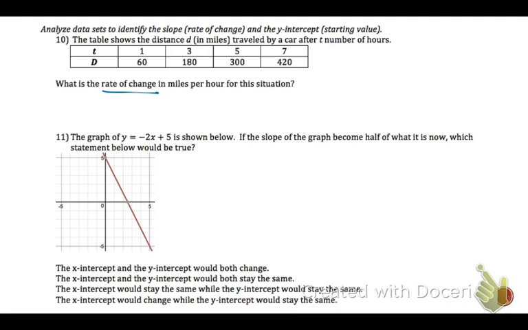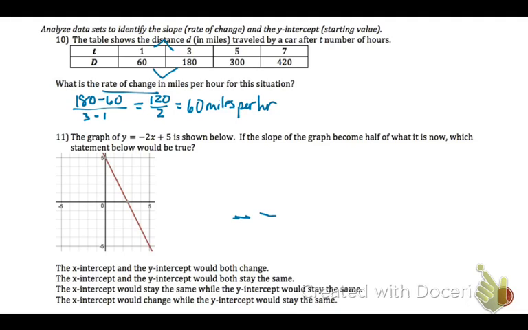So distance is our output, or we can think of it as our y value. So we can take y2 minus y1, so I'm going to take 180 and subtract 60. And then x2 minus x1. So 3 minus 1. So 120 over 2, 60. And then we need to label miles per hour. That's our rate of change.